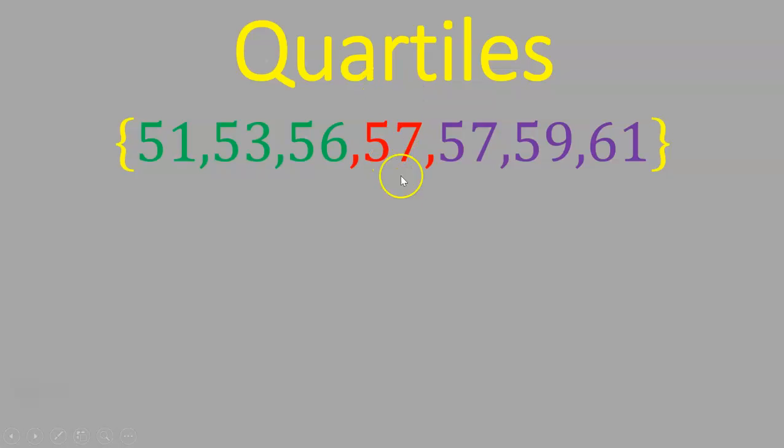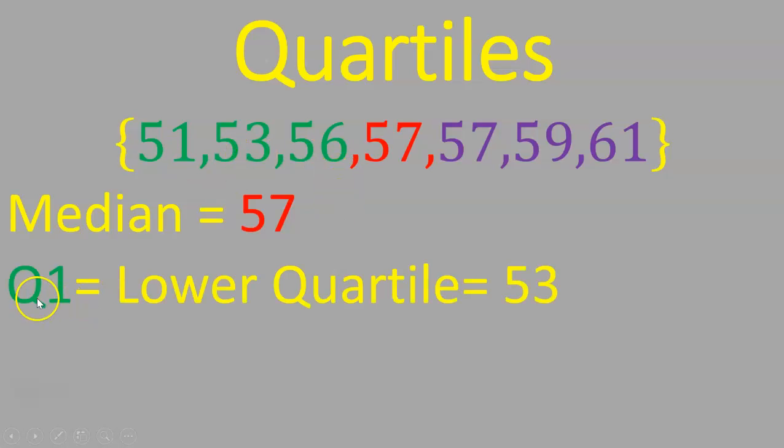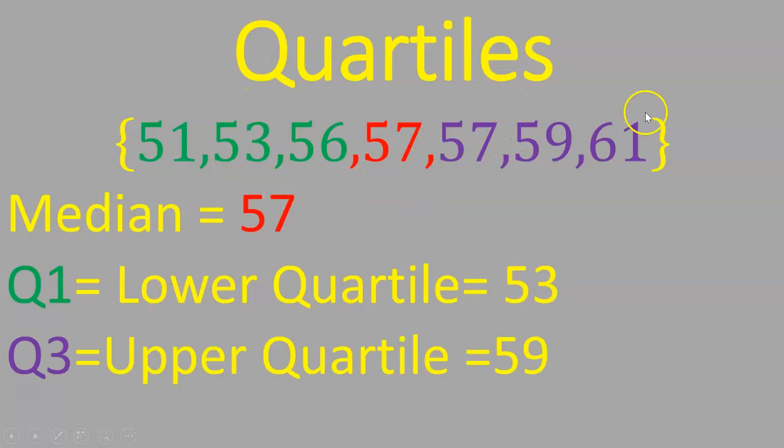And 57 itself we're going to strike out because it's dead center. And we then calculate the median of the green numbers and the median of the purple numbers and have names for those. So the median is 57. The median of the green numbers, the first set, is called Q1 or lower quartile. So in this case, that's clearly 53. And for the purple numbers, we call it Q3 or the upper quartile. It's 59. The median is Q2. You just don't hear it used very often.